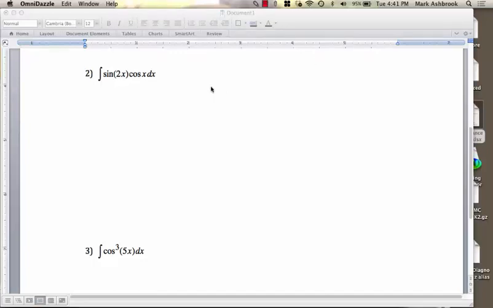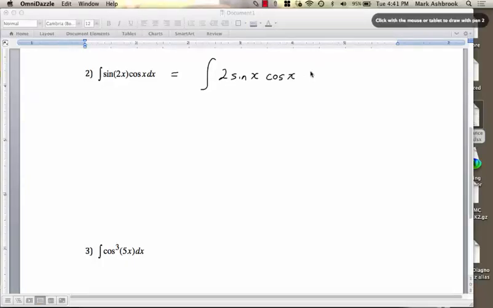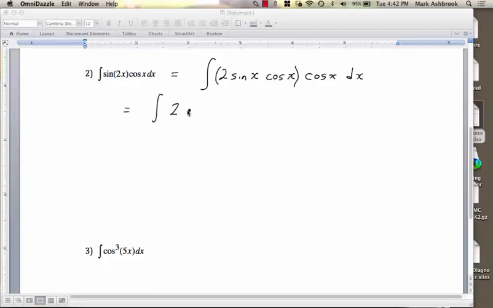Okay, so right away we're going to do sine of 2x. That's one of our identities. It's the double angle, so it's going to be 2 sine x cosine x, but then there's another cosine x, dx. So sine of 2x is the same as 2 sine x cosine x. So that's the first step. And that's the same as 2 sine x cosine squared x.